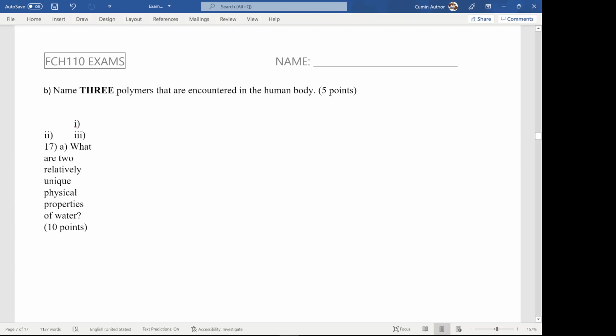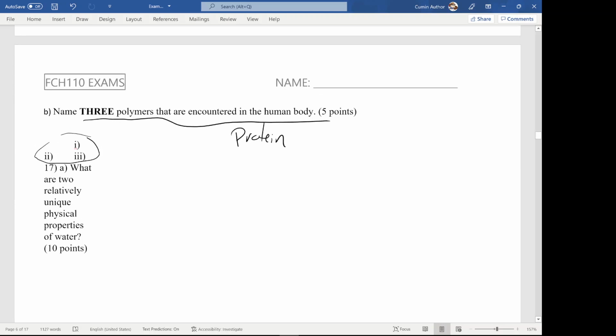Now we need to name 3 polymers that are encountered in the human body. Well, we're just talking about one, so a protein is one. And again, I apologize for the formatting. These all got bunched together when I converted this. So a protein is one of the kind of polymers that's encountered in the human body. But anything that is smaller units linking together would be a polymer.